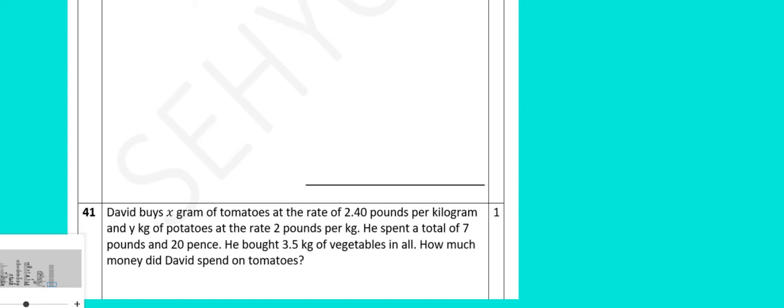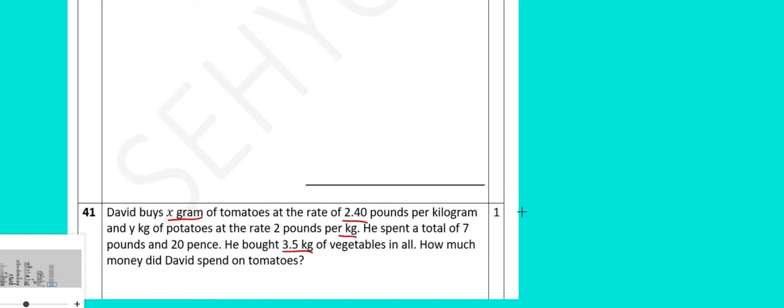Here, David buys X gram of tomatoes at the rate of 2.40 pounds per kilogram and Y kg of potatoes at the rate of 2 pounds per kilogram. He spent a total of 7 pounds and 20 pence. He bought 3.5 kilograms of vegetable in all. How much money did David spend on the tomatoes?